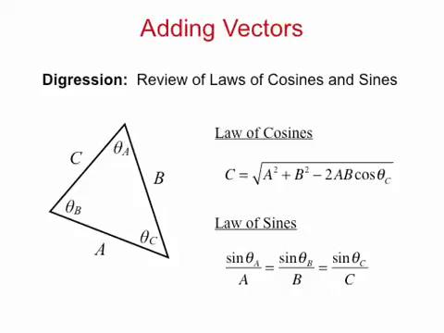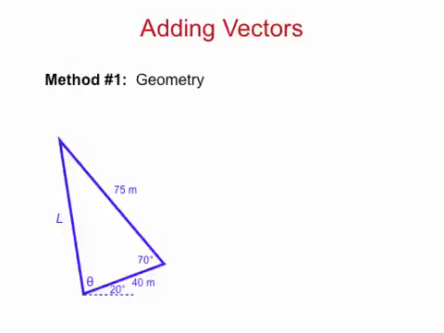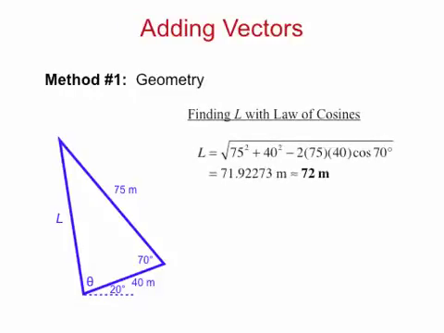Okay, now back to our vector addition problem. For this triangle, we know the lengths of two sides, 40 meters and 75 meters, and the angle opposite the unknown side, which is 70 degrees. From this information, we compute L using the law of cosines. In particular, L is equal to the square root of 75 squared plus 40 squared minus 2 times 75 times 40 times cosine 70. This turns out to equal about 72 meters.